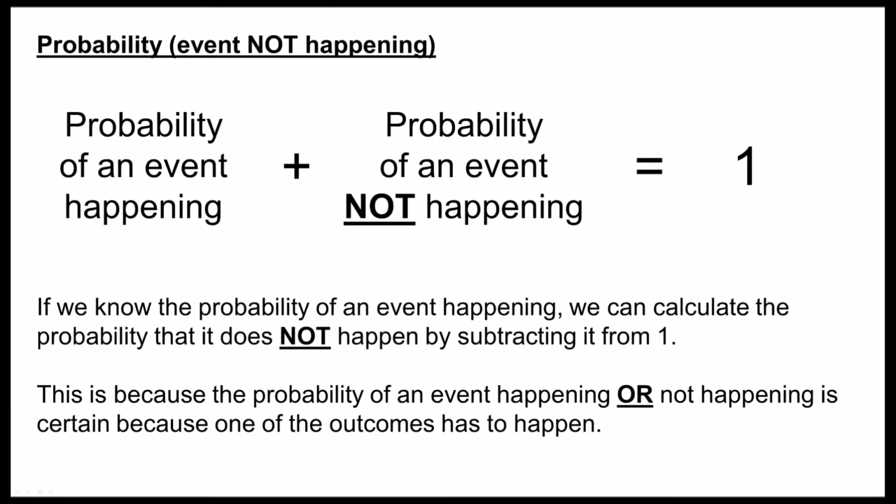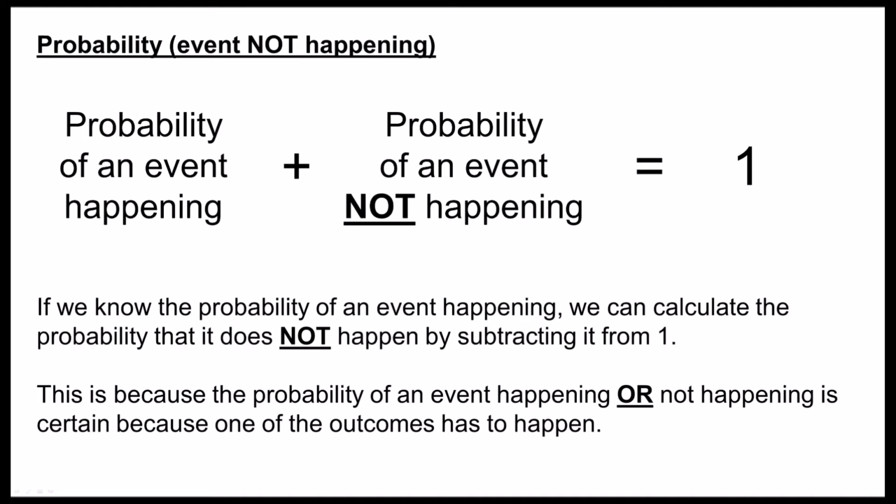We can say that the probability of an event happening plus the probability of the same event not happening is always equal to 1. This is because the probability of an event happening or not happening is certain and therefore equal to 1, because one of those outcomes has to happen. Because of this, if we know the probability of an event happening, we can calculate the probability that it doesn't happen by simply subtracting the probability from 1.